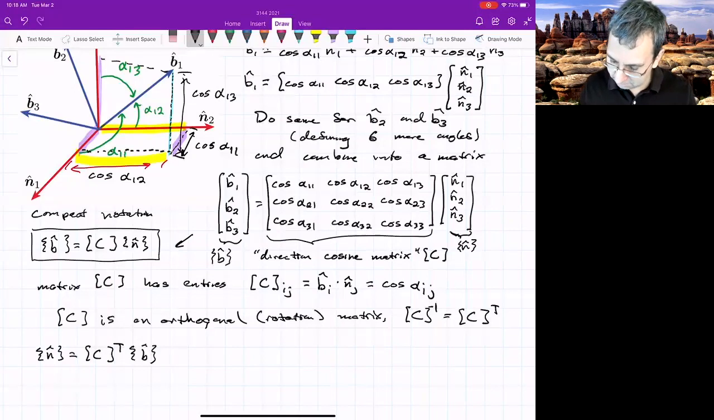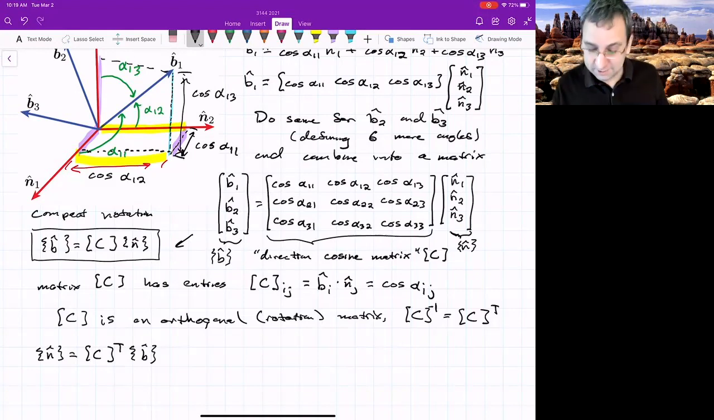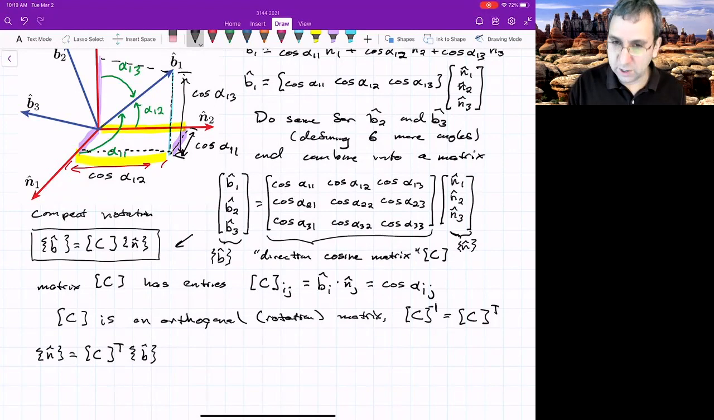So that's a lot. It seems like we would need to find out all of these nine angles, but in analogy with the 2x2 matrix where we only had one angle, no, we don't actually need nine angles. This could be parameterized in terms of just three numbers or three angles. And we'll get to that. There are some other things that we need to look at first.